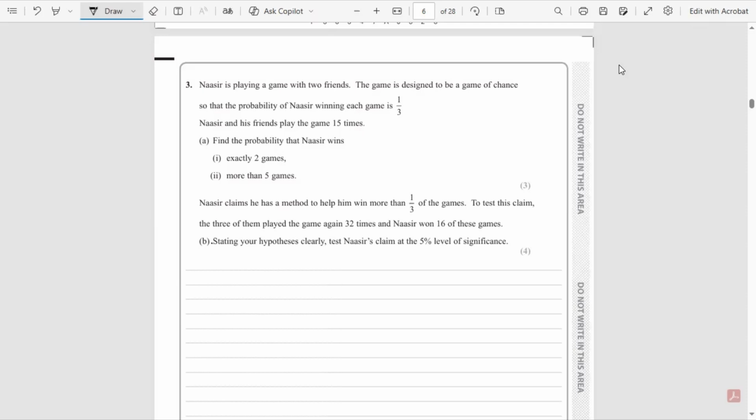Okay, so we've got seemingly here a fixed probability of winning each game, and we have 15 games, so a fixed number of trials. Which distribution do you think this is going to be? This is going to be a binomial distribution. So for part A, part I, if we define X to be a binomial distribution with 15 trials and a success rate of 1/3, then in this question, we're finding the probability that X is equal to 2. Okay, so we get 2 wins out of 15.